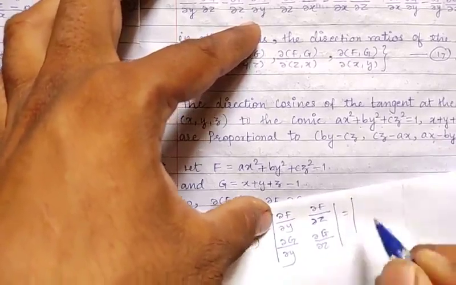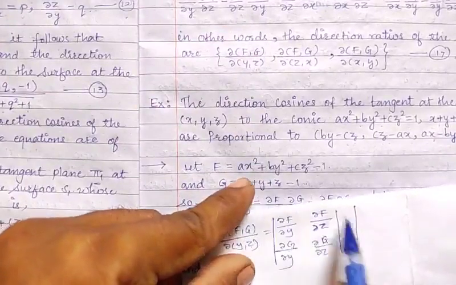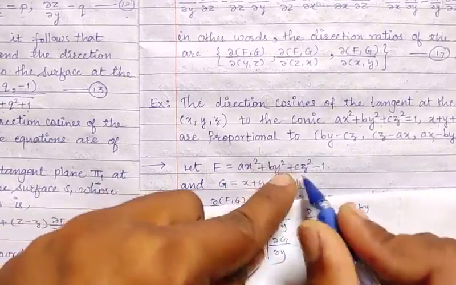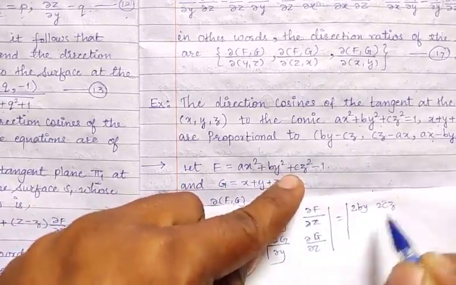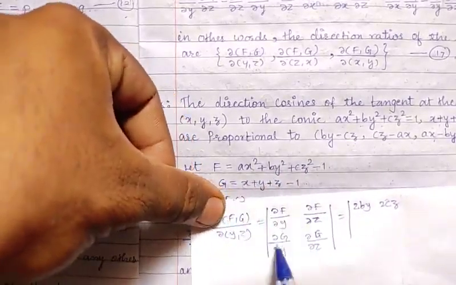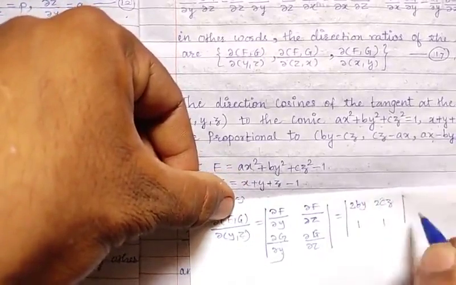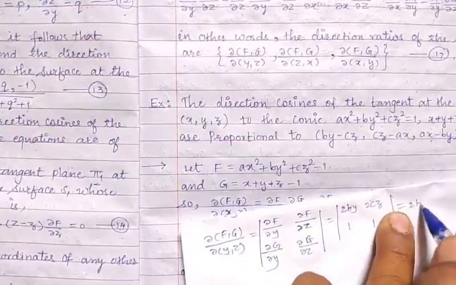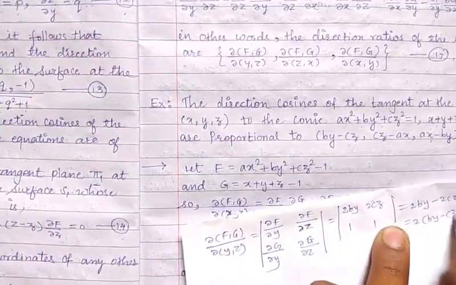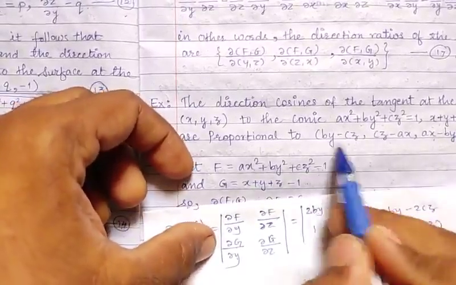Which is equal to, so what is our function f? The derivative of f with respect to y is 2by. The derivative of f with respect to z is 2cz. Next, the value of g is x + y + z − 1, so the derivative of g with respect to y is 1, and the derivative of g with respect to z is again 1. Taking the determinant we get 2by − 2cz. Taking 2 outside, we get by − cz. Okay, so we get the first proportion, by − cz.